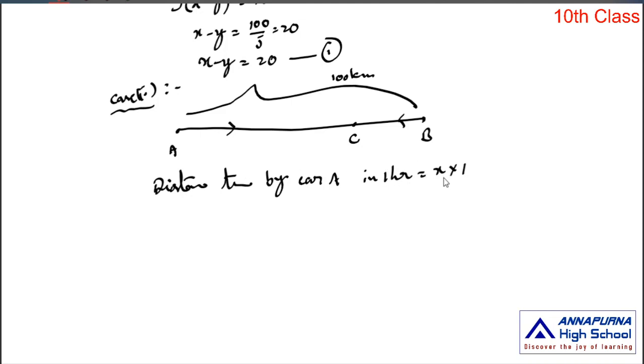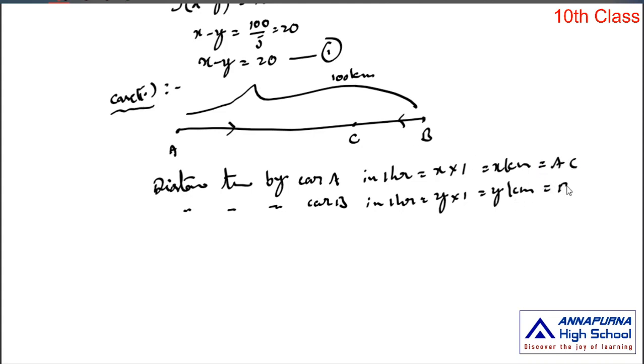So distance is equal to speed into time. So x into 1 is equal to x kilometers, and distance traveled by car B in 1 hour is equal to y into 1, which is y kilometers. This x kilometers represents the length of AC and this y kilometers represents the length of BC. And when you observe this diagram, C is in the middle of A and B. That means C is inside the path of A and B.